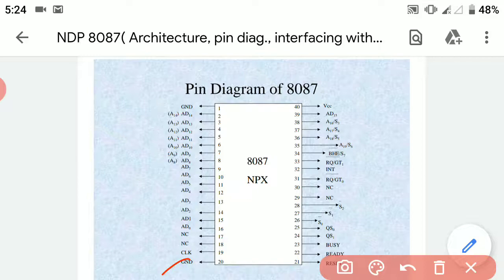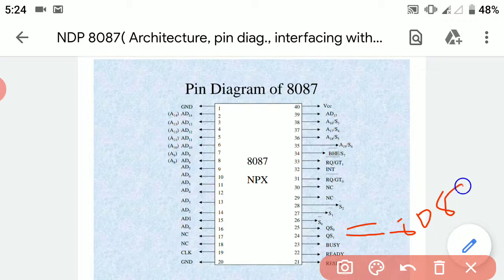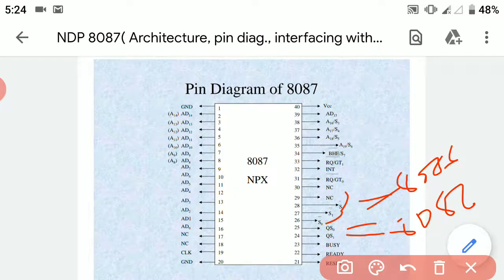We have the ground pin and clock pin of the 8087 processor. We have a reset pin, ready pin, and a busy pin, which we have just discussed. We will have a connection of QS0 and QS1. These two pins will have a connection with the 8086 processor. We will also have a direct connection of S0, S1 and S2 with the 8086 processor.